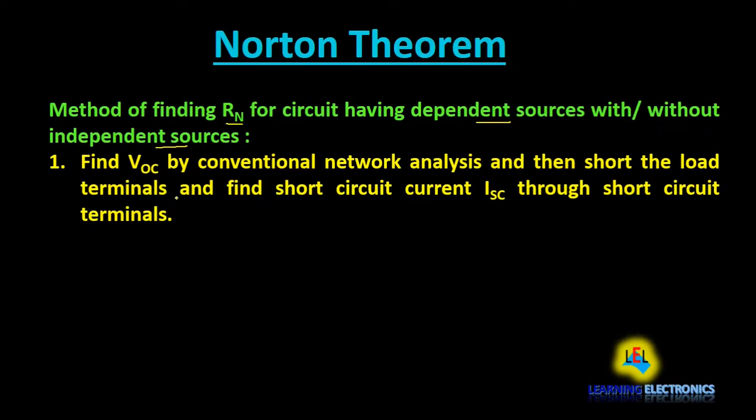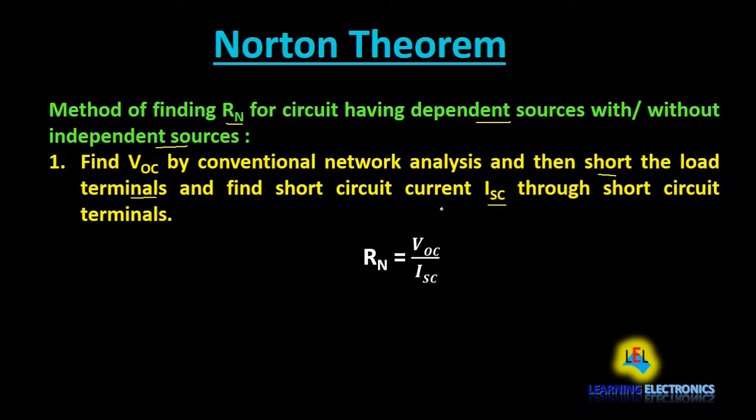After finding the open circuit voltage, we have to short the open circuit terminals, and then we have to find out the short circuit current ISC through the short circuit terminals. Then the Norton resistance Rn will be equal to open circuit voltage VOC divided by short circuit current ISC. So whenever the circuit contains dependent sources, we have to follow this method to find out the Norton resistance Rn.